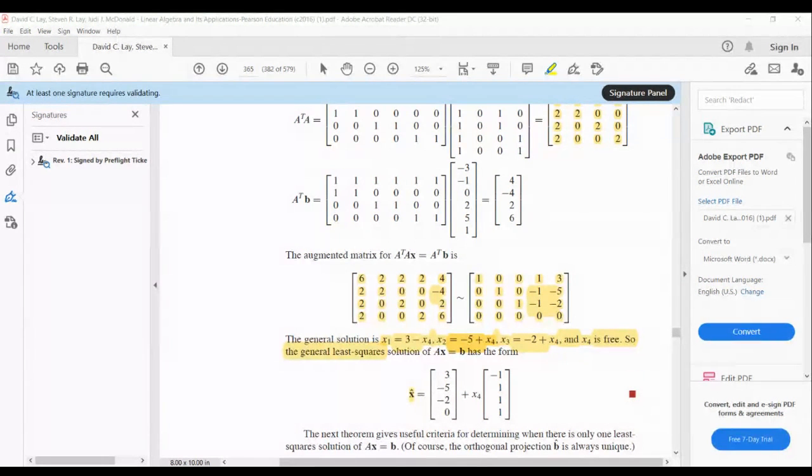And is the least squares solution unique? For example, x hat equals what? The vector 3, -5, -2, 0, plus x4 times the vector -1, 1, 1, 1. Not unique. Because why is that, Benjamin? Why is that least squares solution not unique? x4 is free.